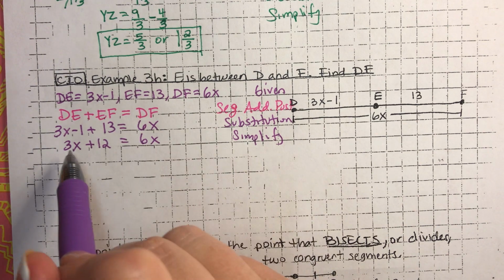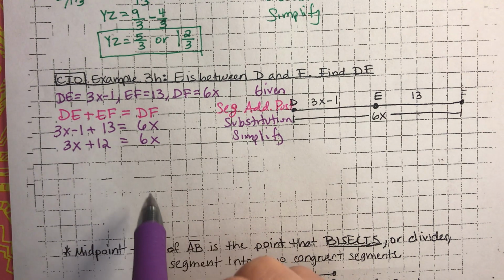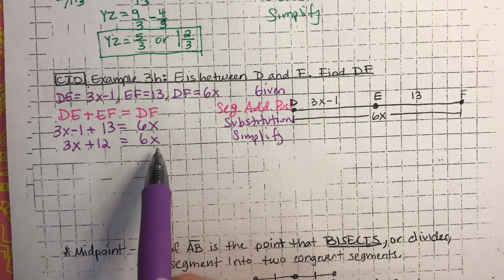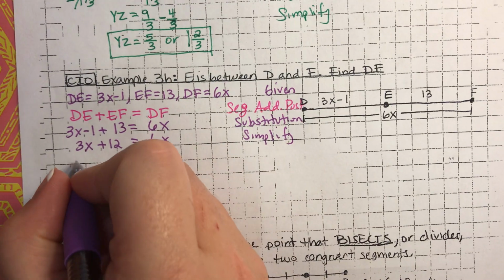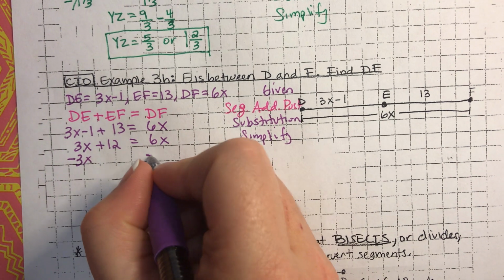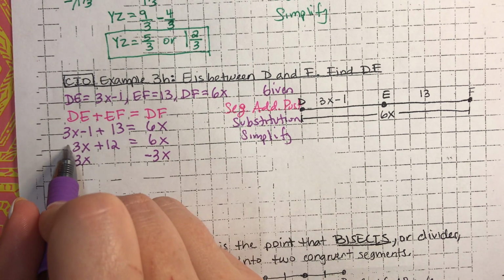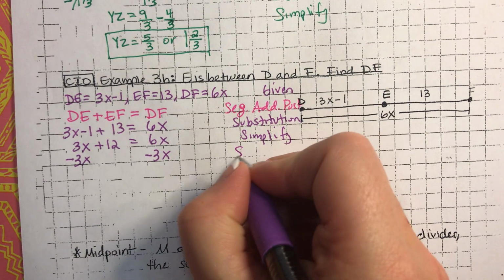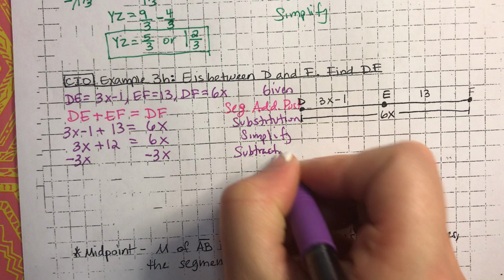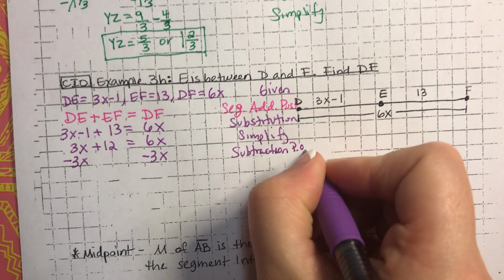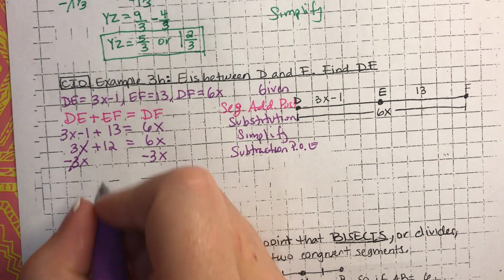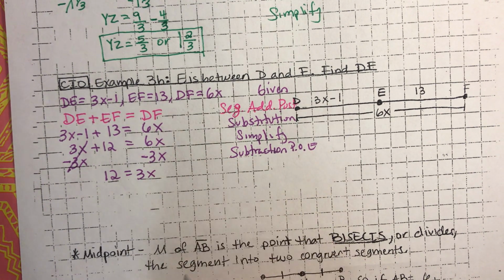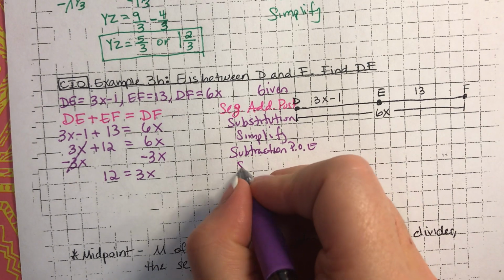And then we want to get the x's on the same side. They're on two different sides of the equation. Since there's this one over here by itself, I'm just going to move the x over there. It just happens to be the smallest, which is like a win-win pretty much. So I do the inverse operation. This is positive, so I'm going to subtract 3x from both sides, which is called the subtraction property of equality. That cancels. I'm left with 12 equaling 6x minus 3x, which is 3x. That's called simplifying.